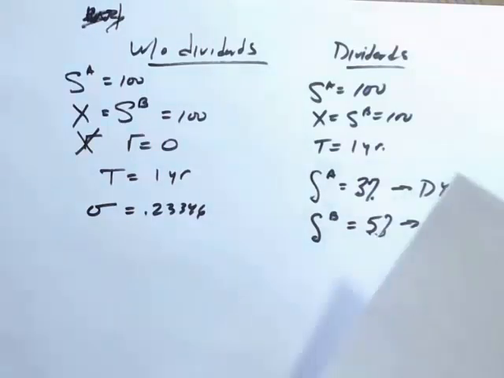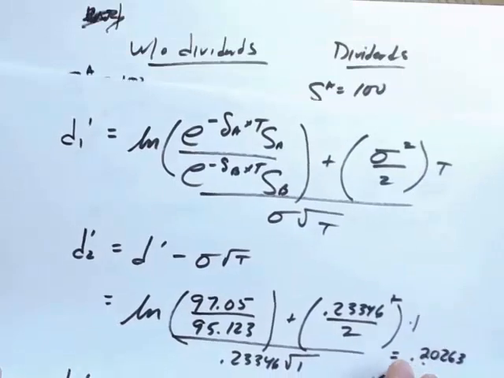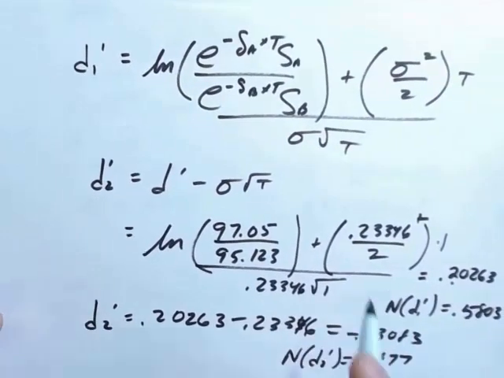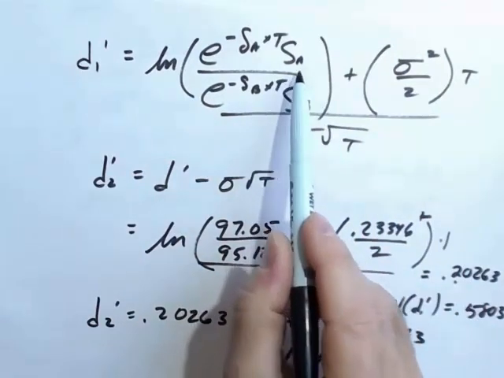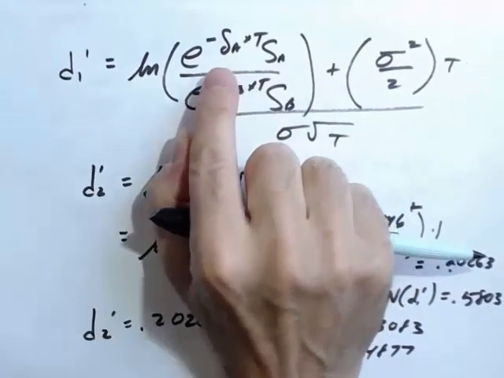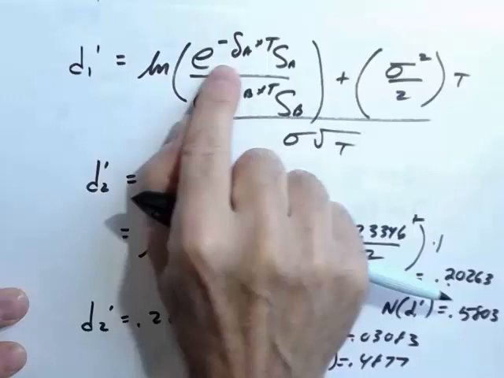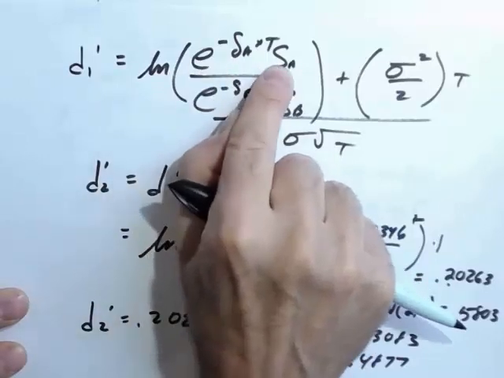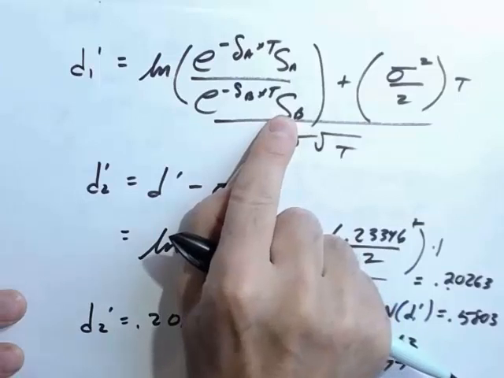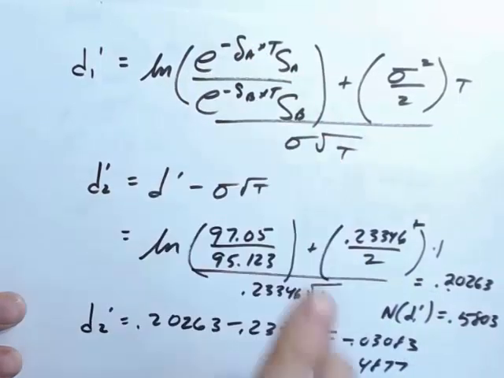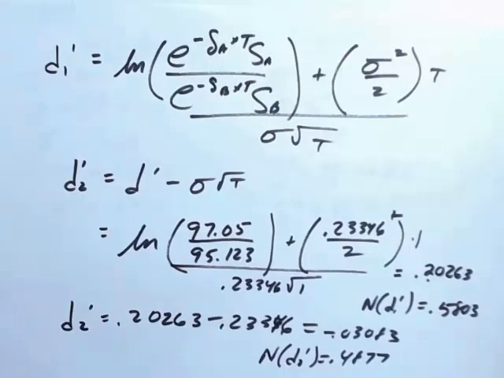If you go back to this page that we had here, we have N(d1 prime), and one way that you could adjust the model is, look, you can just back out the present value of the dividend, that $3, from the stock price of A and B, and go on your merry way. That's one way of doing it, but there's another way to do it that is very insightful.